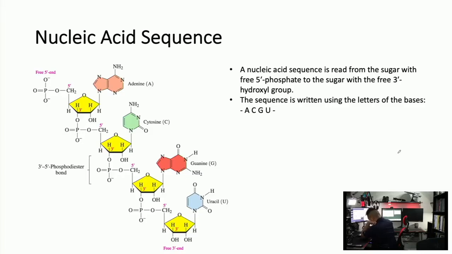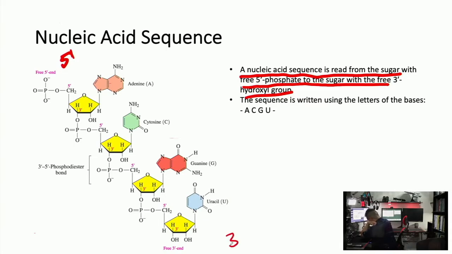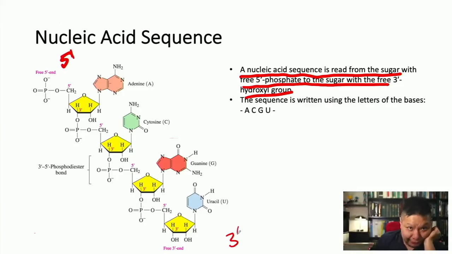So onto the DNA or the nucleic acid sequence, right? A nucleic acid sequence is read from the sugar with the free 5' phosphate to the free 3' hydroxyl group, right? So this is the 5' end of the nucleic acid, and this is the 3' end of the nucleic acid. The reason why is that the carbon on this side here is the 5' carbon, the fifth carbon, right? 1, 2, 3, 4, 5. That's the furthest carbon, right?